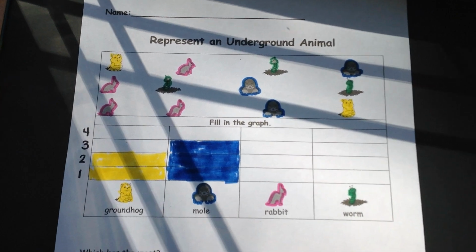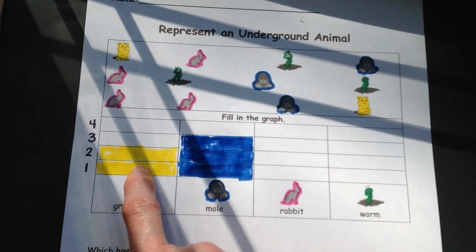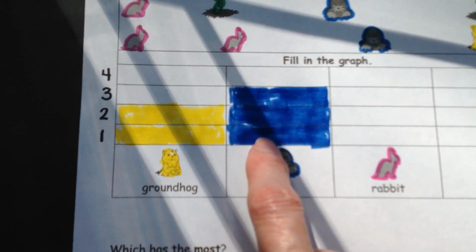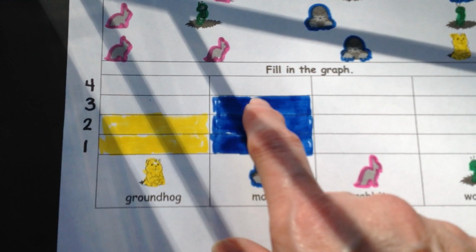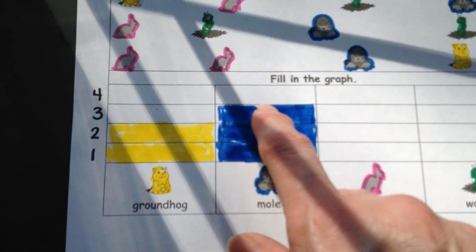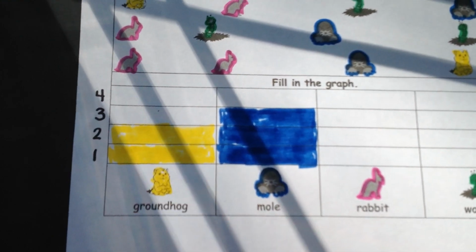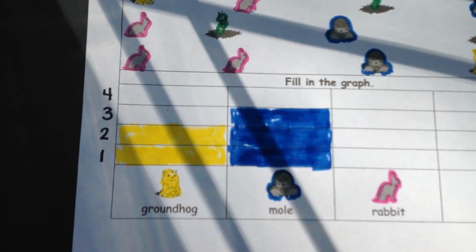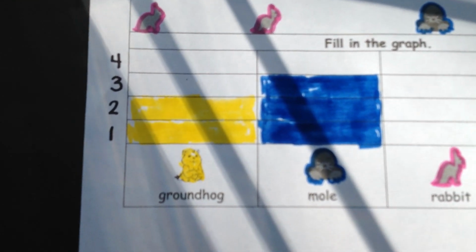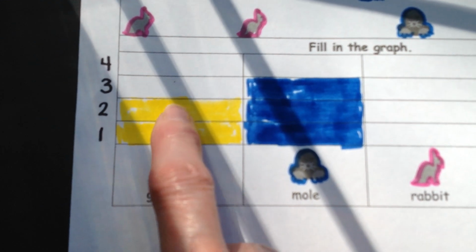All right, boys and girls, take a look at the groundhog and the mole. Which one do we have more of? Right, you can see we have more moles. 1, 2, 3. We have more blue boxes than yellow, right? Which one do we have less of? Groundhog or mole? Which one is less? Groundhog. Very good. We only have 2.